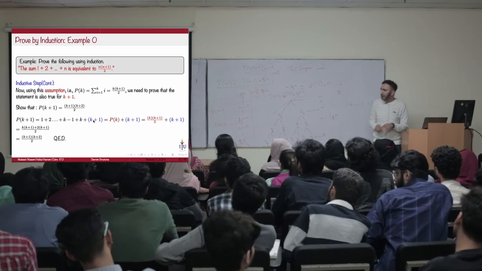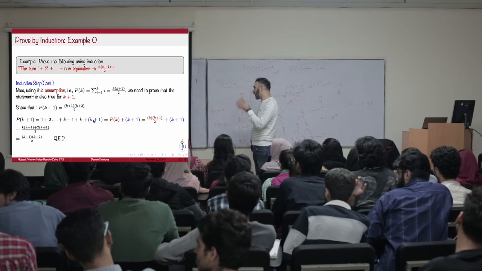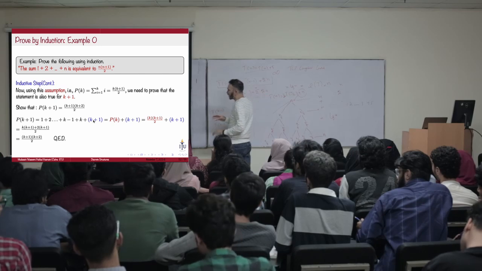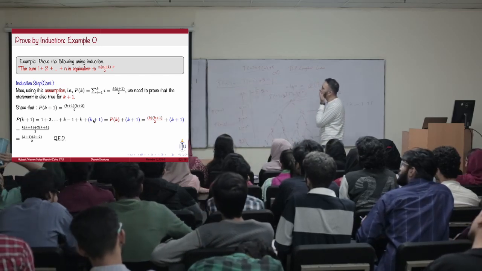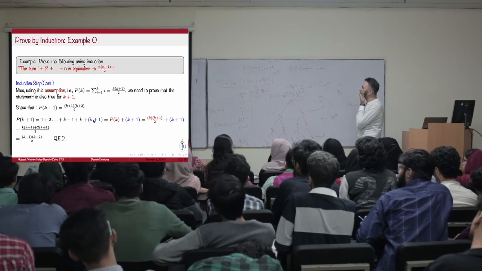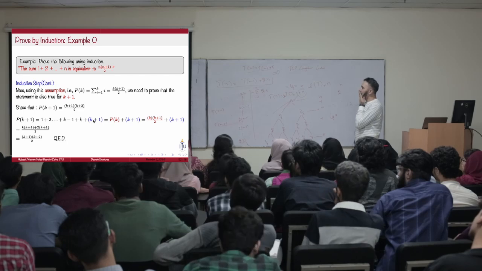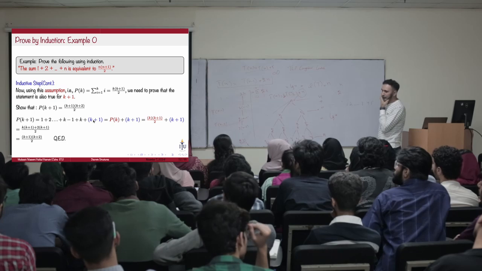And here's what we need to prove. We need to show that P of k plus 1 is equal to k plus 1 times k plus 2 over 2. Essentially this thing. Just read through this and let me know if you have any complaints.